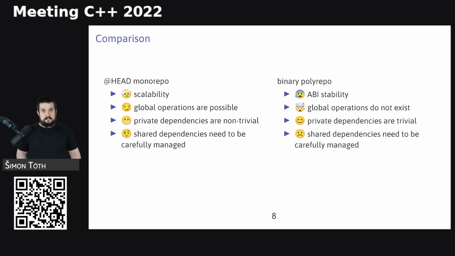On the other hand, in the binary polyrepo, the situation is more complicated. First, we must ensure ABI stability. If we have a shared dependency, meaning something we export through our public interface, that's part of our public interface. So any ABI change is a problem. Second, if the change is breaking, it might not be noticed for quite some time. Version upgrades are not necessarily under the control of the provider of the dependency.